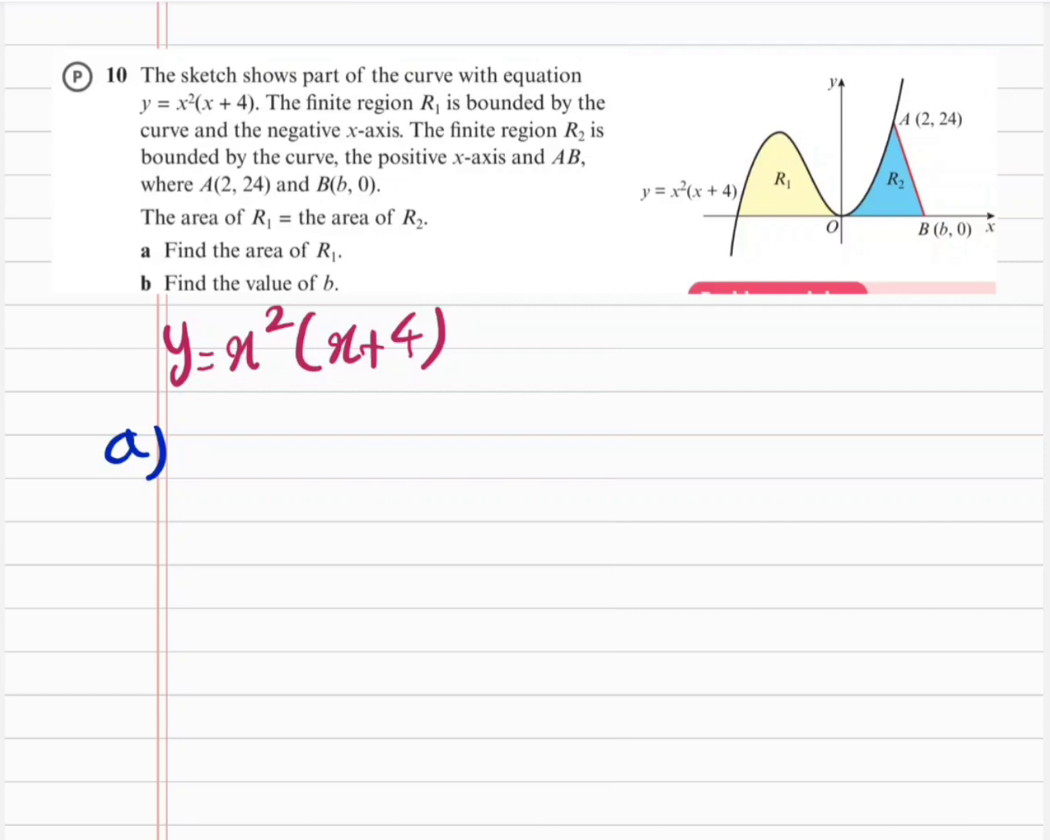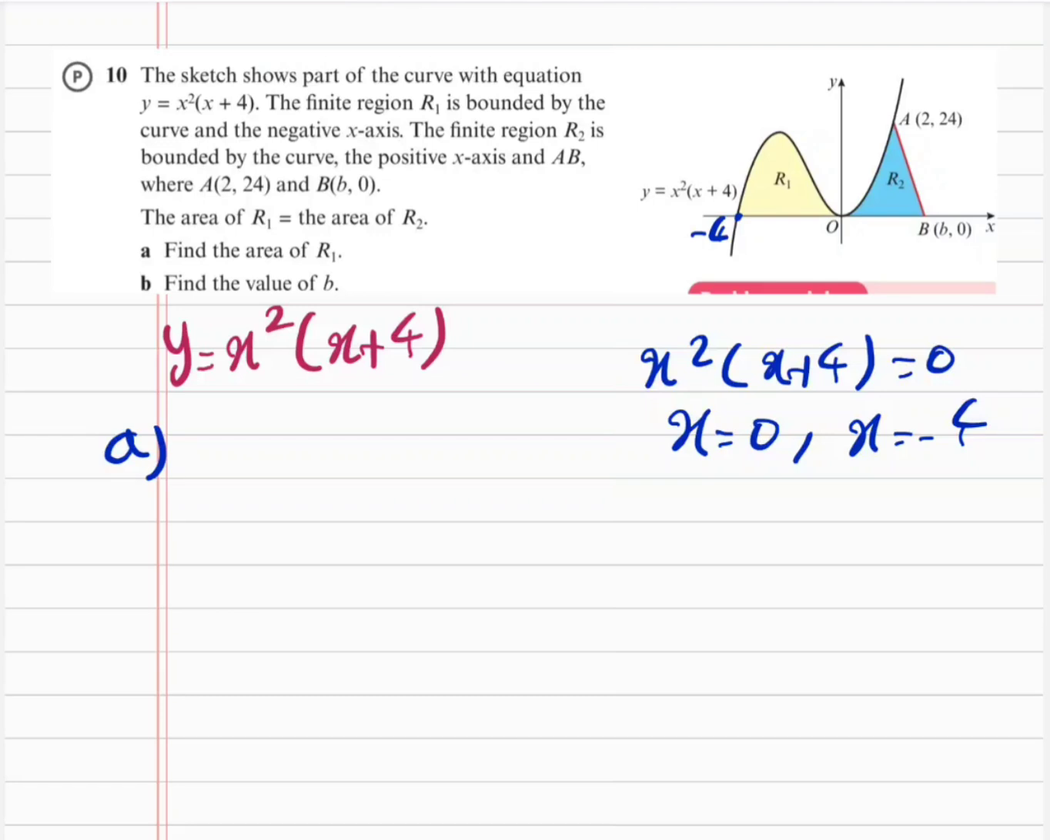Before finding the area, we need to know what this x coordinate here is, which is one of the roots of this equation. If you set x squared times (x plus 4) equal to 0, you'll get 0, and the other solution is minus 4. So this point has x coordinate minus 4. Now that we know that, part A is very straightforward, because the area of region R1 is just equal to the integral of the curve from minus 4 to 0. And that gives us the area of R1.